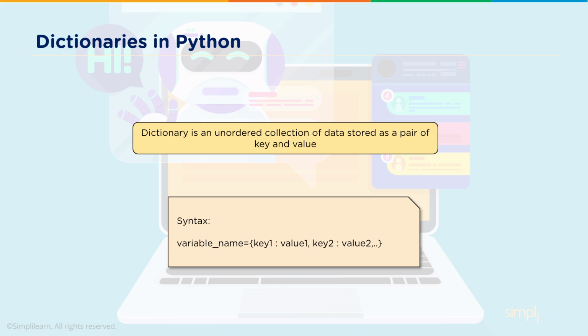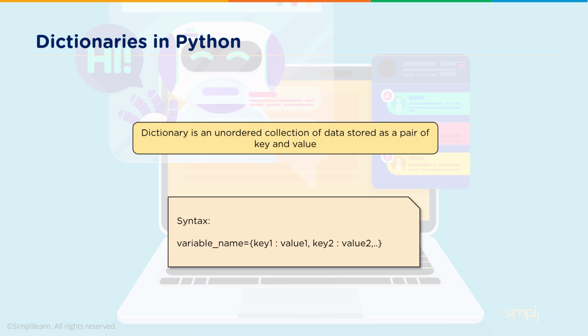The key is basically like your index in a list or a tuple, but here in dictionaries, keys can be not just integers but also strings. So that is the main difference between dictionaries and other sequences such as lists and tuples. Now let's have a look at exactly how this works, but first we look at its syntax.